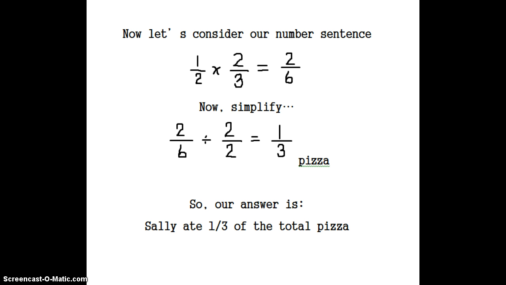Now let's consider our number sentence. 1/2 times 2/3 equals 2/6. Now remember, 1/2 represents how much Sally ate of the 2/3 of pizza that was left. This equals 2/6. Now we must simplify. 2/6 divided by 2 over 2 equals 1/3 of a pizza. So our answer is Sally ate 1/3 of the total pizza.